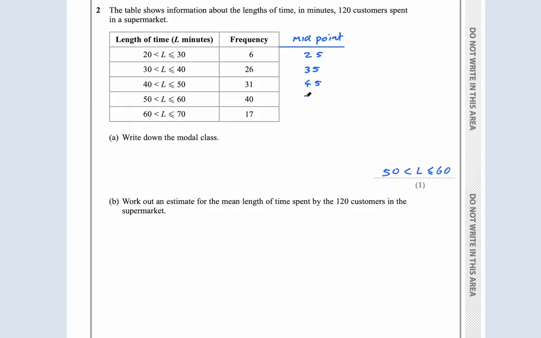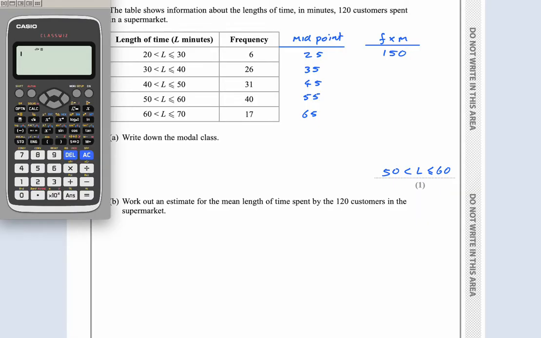Halfway between 30 and 40 is 35. 45. 55 and 65. Now it's not always in order like that, guys. Just be careful. It's halfway between this and this. You can add it together and divide by 2. So that's the midpoint. Then we have to do frequency times the midpoint. So I'd like to just do f times m for midpoint. 6 times 25 is 150.